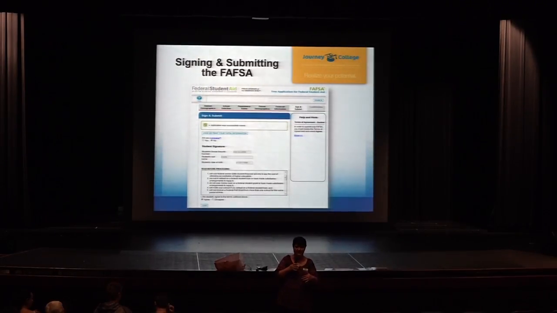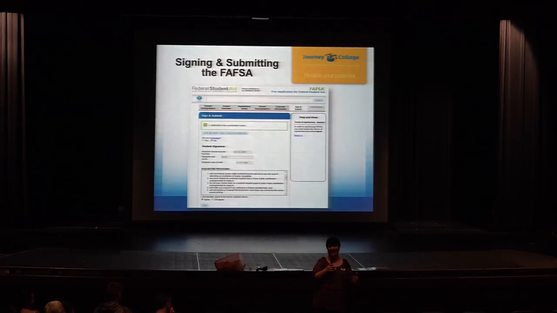I have another circumstance where a father was a contractor, and one year he makes fantastic money. I mean, it's like great, and the next year, wash out. You know, and so it looks great on paper, but that's not what's going on. And if you are in that situation, it's always good to contact that financial aid office.